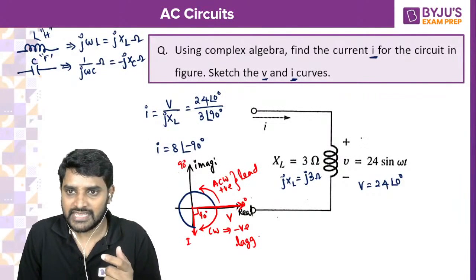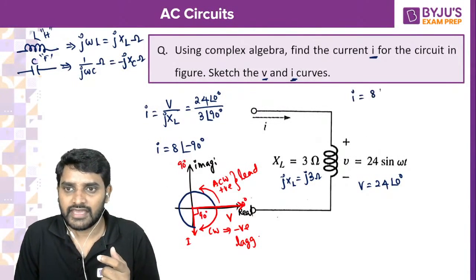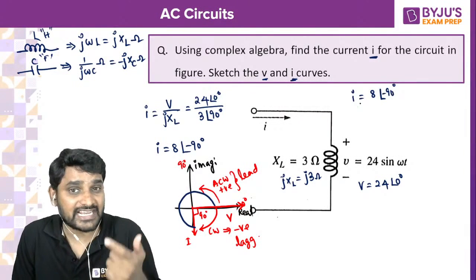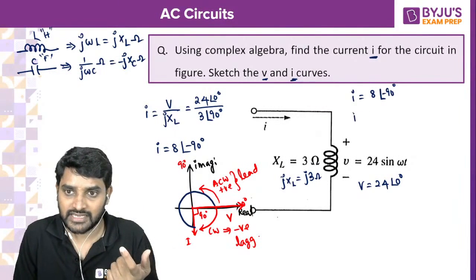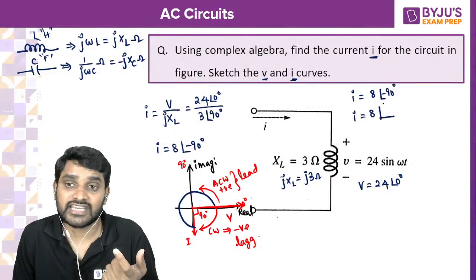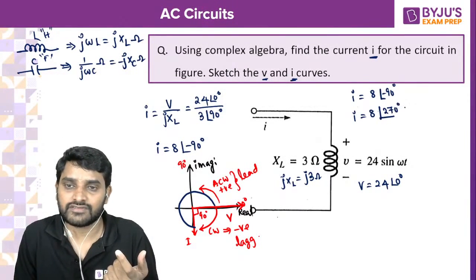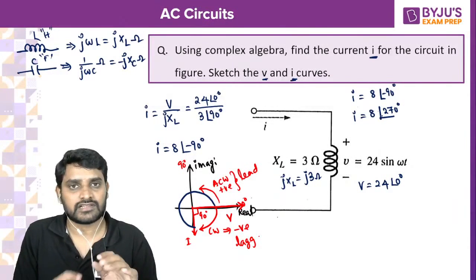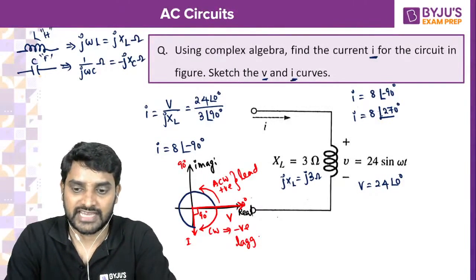So this I is at an angle 90. Current lags the voltage by 90 degrees, or otherwise current leads the voltage by 270 degrees, also fine. Nothing wrong. You can say it like that also.